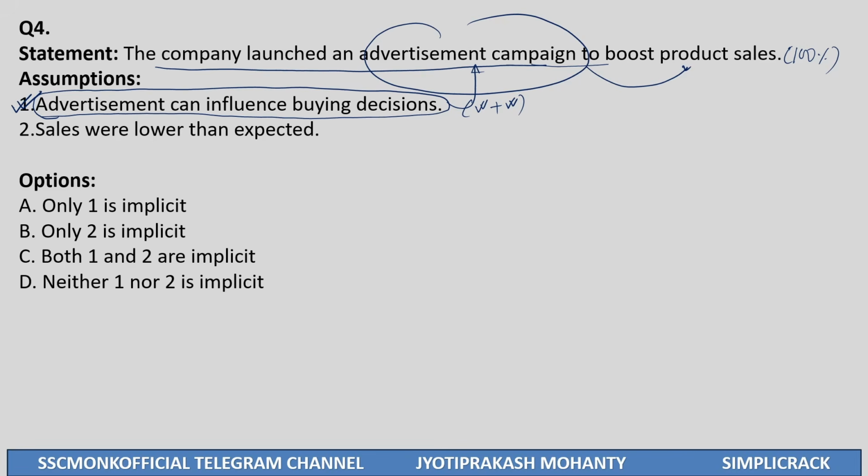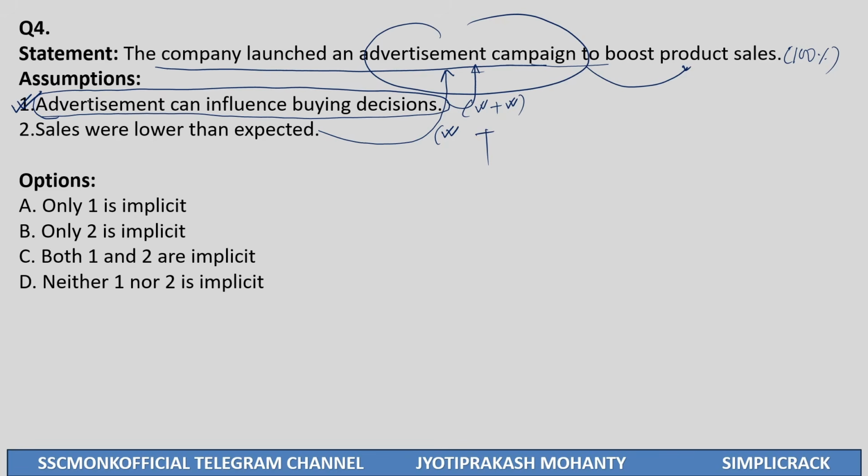Now second, sales were lower than expected. Due to lower sales, the company is trying to launch an advertisement, and because of that launch, the product sales will increase. That means sales were less. That's why this advertisement idea has come to the mind of the company. So this assumption is supporting the statement.